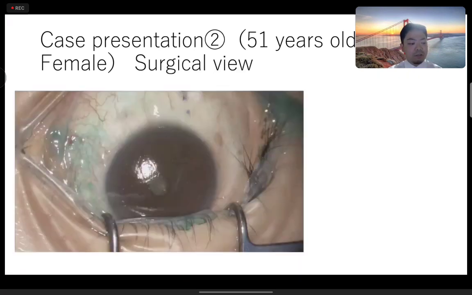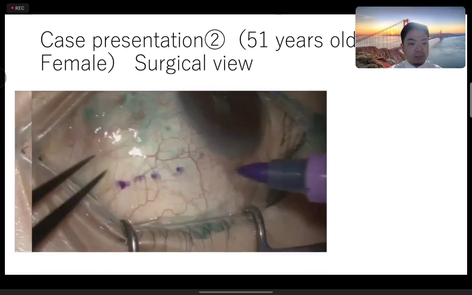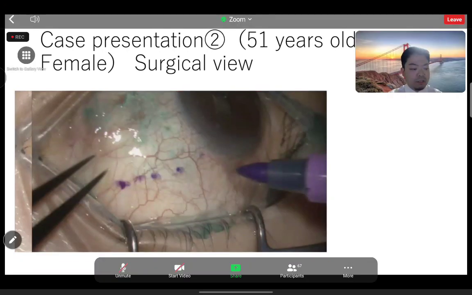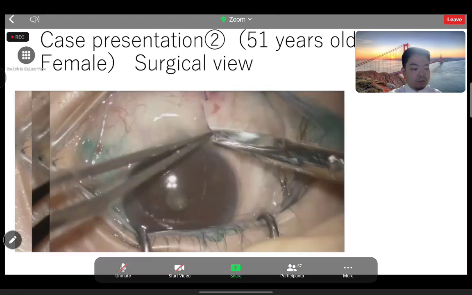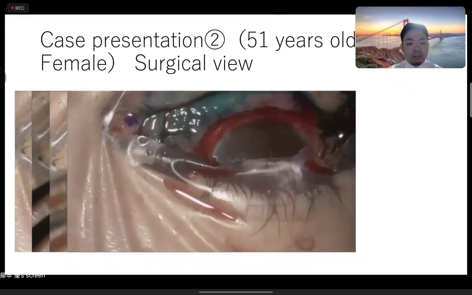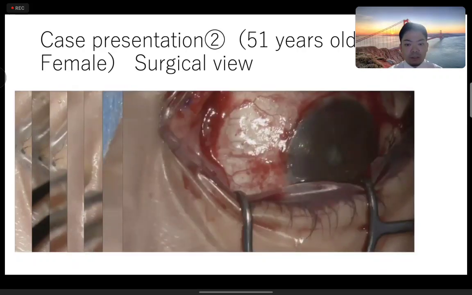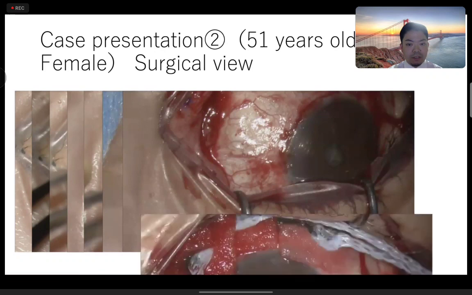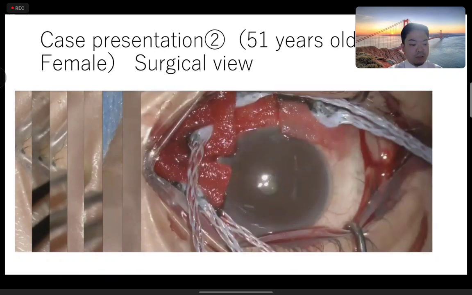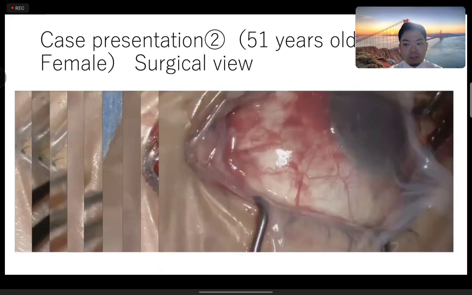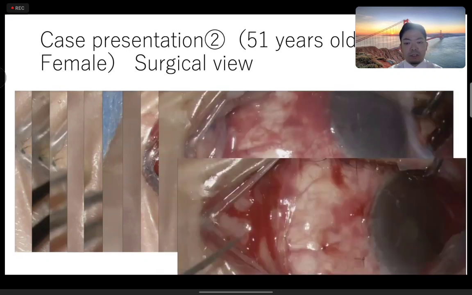I show surgery photos. As in the first case, the lesion was dyed with lissamine green and resected with a margin of 2 millimeters. After excision, mitomycin C was applied for 4 minutes and washed with 300 milliliters of physiological saline. After that, the amniotic membrane was pasted, and the operation was completed.